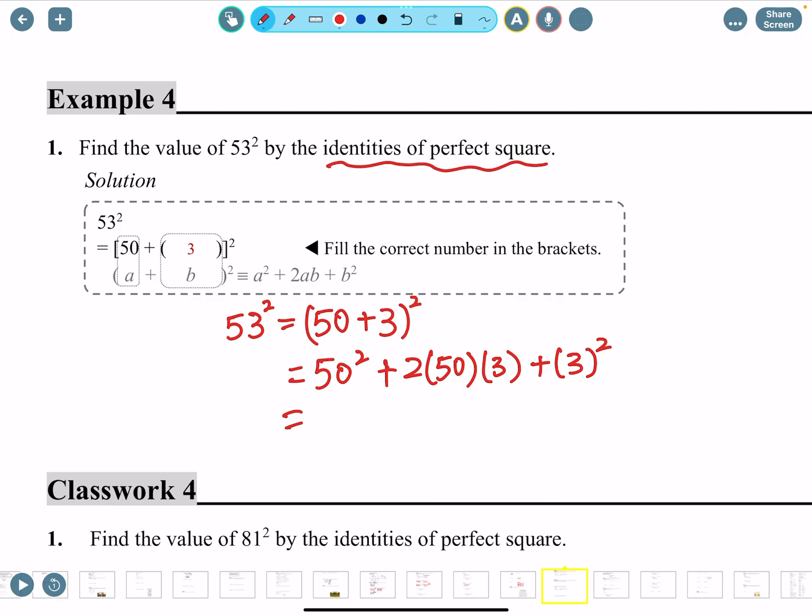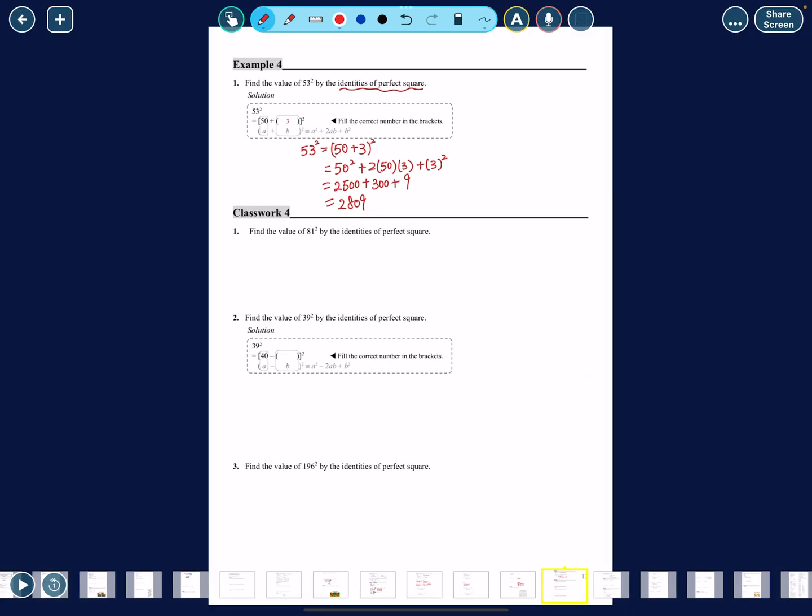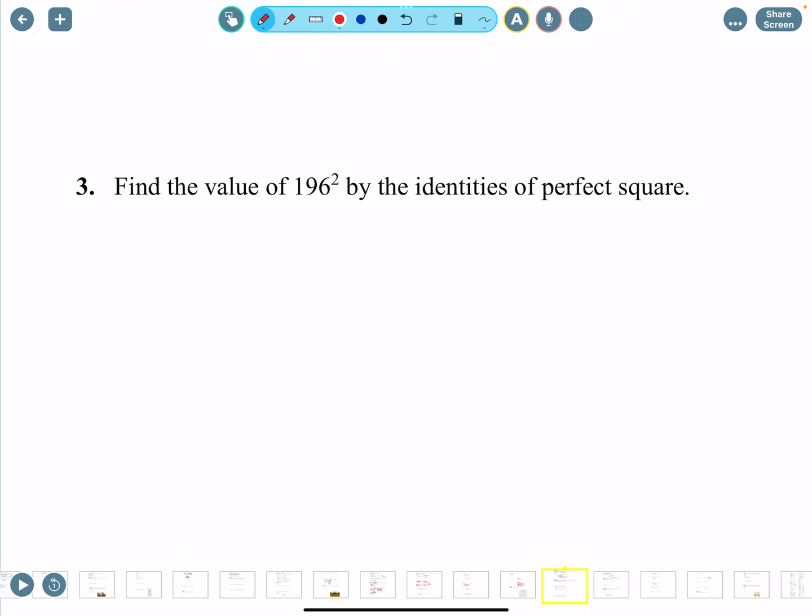Now, after you do this, you can calculate the numbers one by one. 50 times 50 is 2,500, plus 2 times 50 times 3, 300, plus 9. And just add them all together. So 2,500 plus 300 plus 9 is 2,809. Okay, there are other questions like this one here.